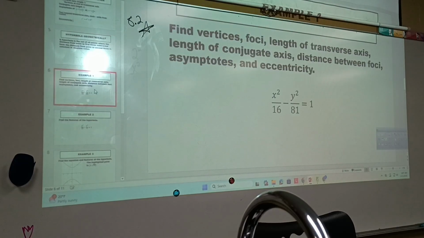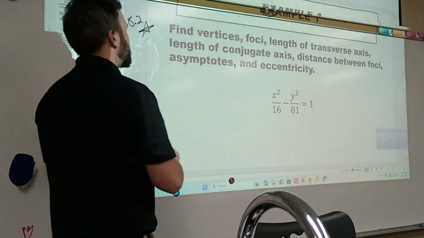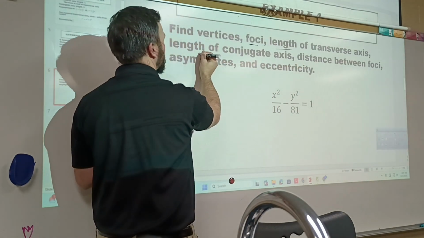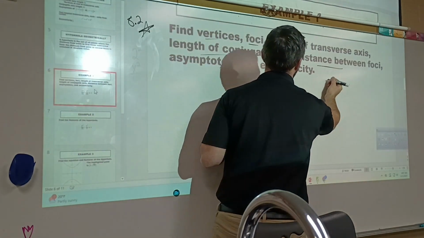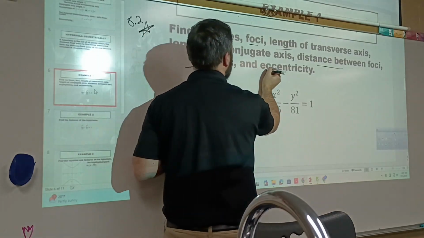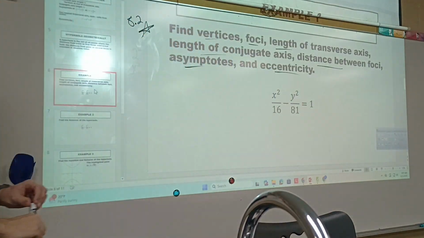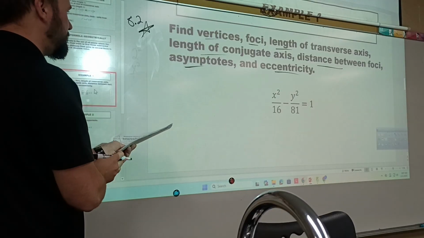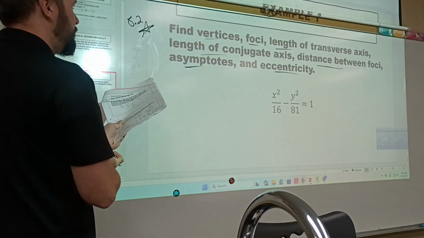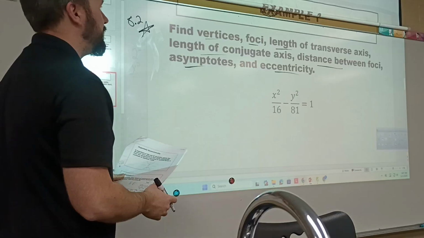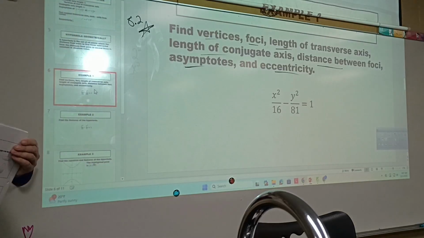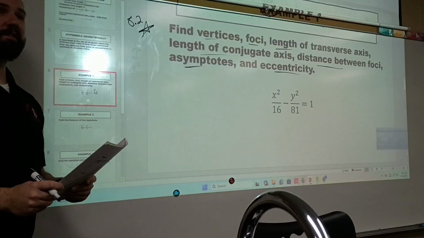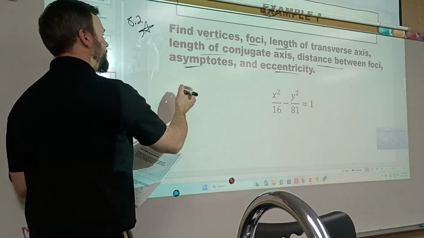All right, let's get to work now. So now with these, we're going to find a bunch of different things about our vertices, our foci, our length of transverse axis, our length of conjugate axis, our distance between foci, asymptotes, eccentricity. Now it's like Jackson 5 once said, it's as easy as 1, 2, 3, a, b, c. So once you find your a and your b and your c, just go back and we're going to plug them into all those formulas we have from before.